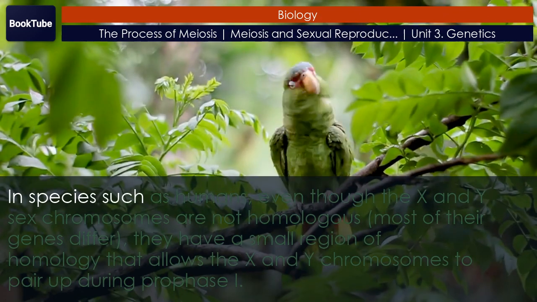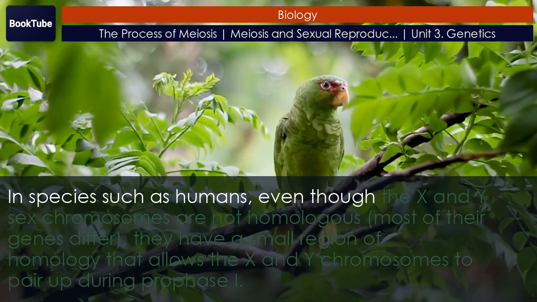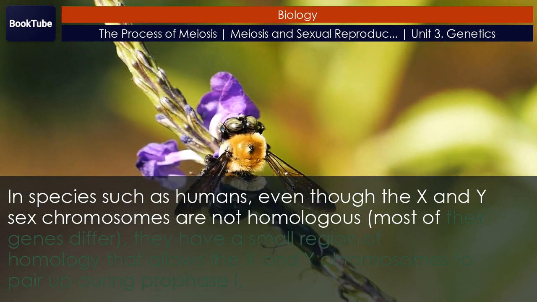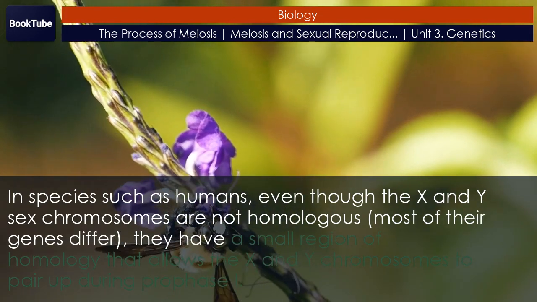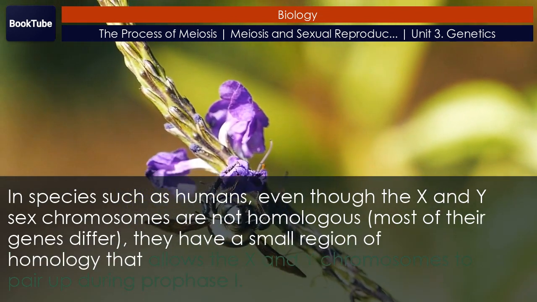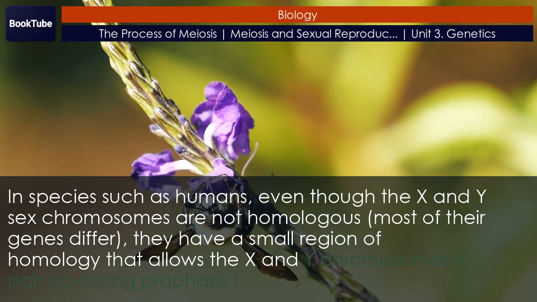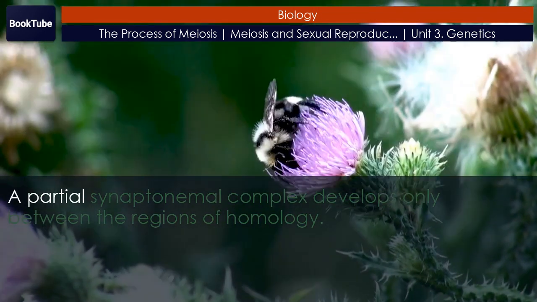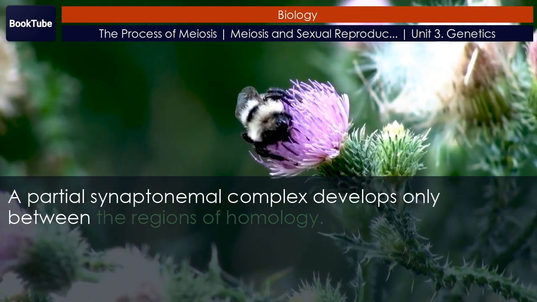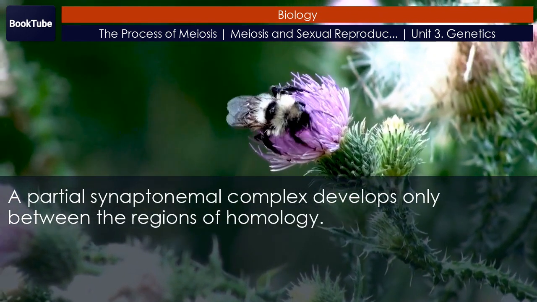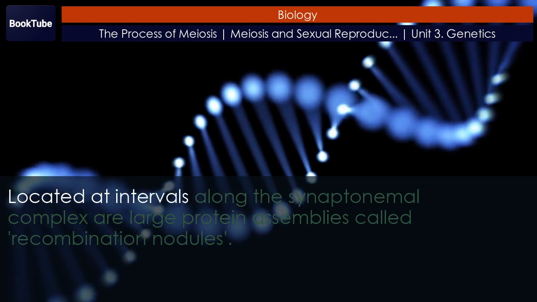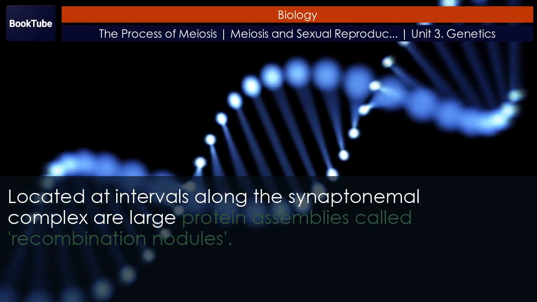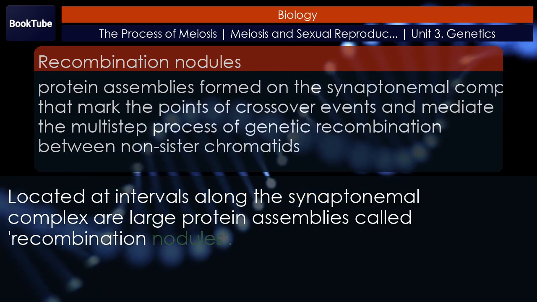In species such as humans, even though the X and Y sex chromosomes are not homologous, most of their genes differ. They have a small region of homology that allows the X and Y chromosomes to pair up during prophase I. A partial synaptonemal complex develops only between the regions of homology, located at intervals along the synaptonemal complex, or large protein assemblies called recombination nodules.